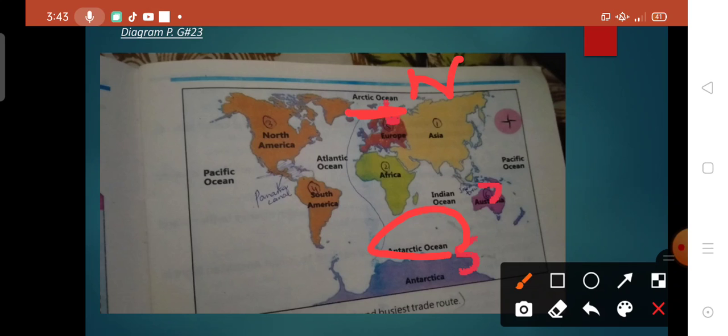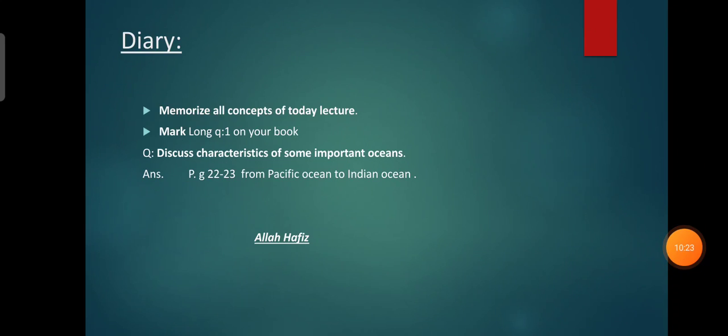Okay, clear so far? Okay, finally student, here we have the diary. First of all, you have to memorize all these concepts which we have discussed in today's lecture, and then you have to mark long question number 1 in your book, which is: discuss characteristics of some important oceans. You have to open your book page number 22 and mark pages 22 to 23, from Pacific Ocean to Indian Ocean. Okay, here we end today's class.